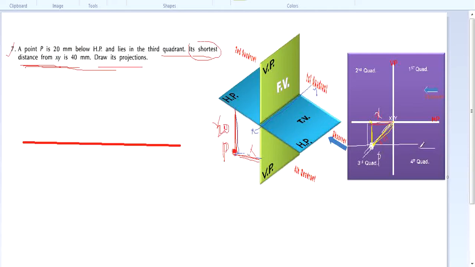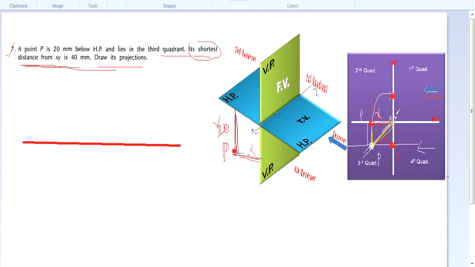Please observe from this side, and you will get the front view on this plane like this, and the top view like this. This is the top view of this point. The front view is P dash and the top view is P. This one is the HP and VP, but how to draw it on a single reference line? See here, just rotate this plane by 90 degrees, and you will get this point like this.